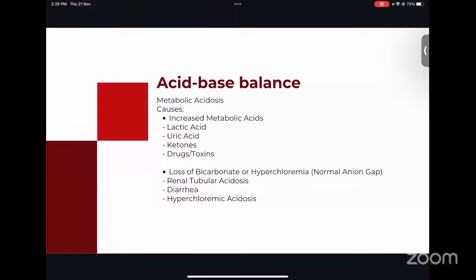If the patient has metabolic acidosis, it may be caused by an increase in acids such as lactic acid, uric acid, and ketones in a case of diabetes mellitus or diabetic ketoacidosis, and drugs such as sodium nitroprusside overdose. In a case of low bicarbonate and hyperchloremic, non-increased anion gap, it is caused by renal tubular acidosis, diarrhea, and hyperchloremic acidosis.